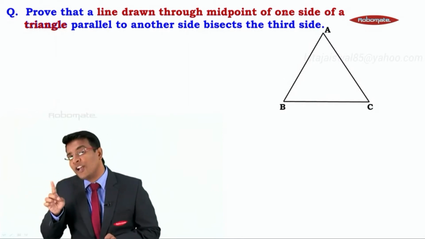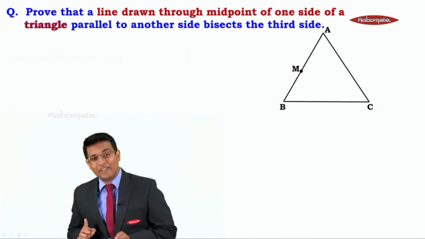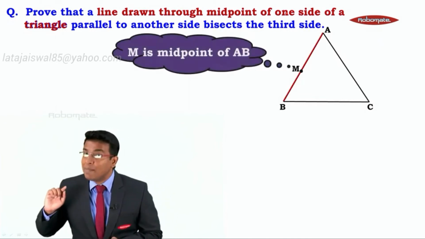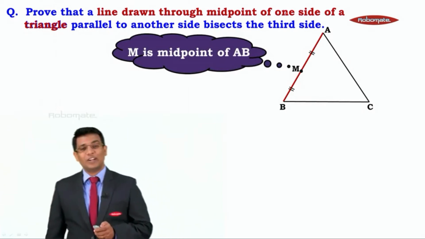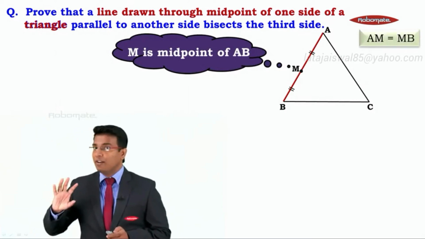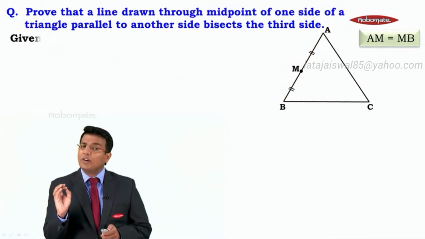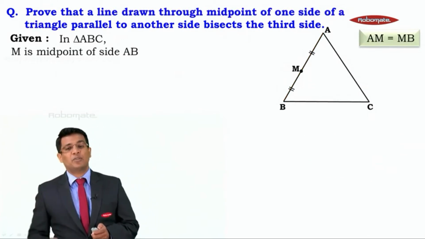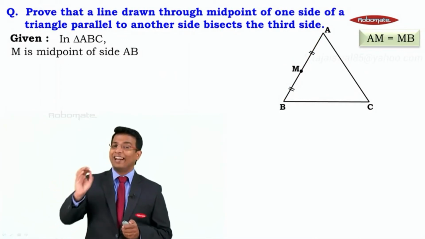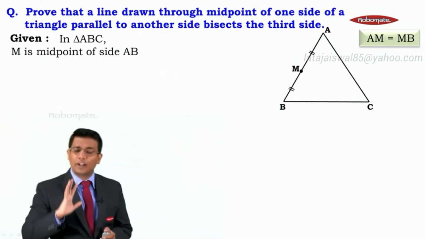We say midpoint of one side. So for that AB, we are taking M. I'm saying that M is a midpoint, which means we get AM is equal to MB. That is what it means, right? So that is the given information to us. What is the first thing given to us? In this triangle ABC, we have AM equal to MB, that is, M is the midpoint of side AB. That's the first thing we understood, right?